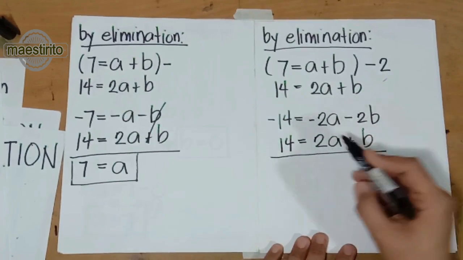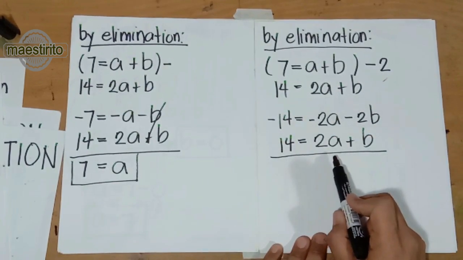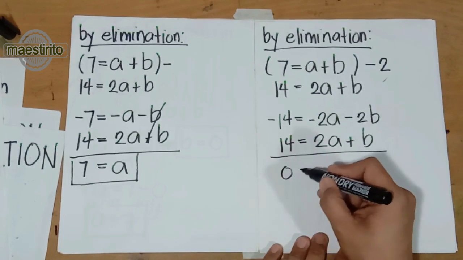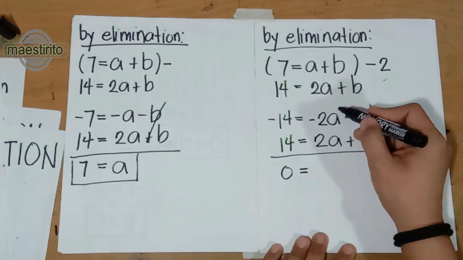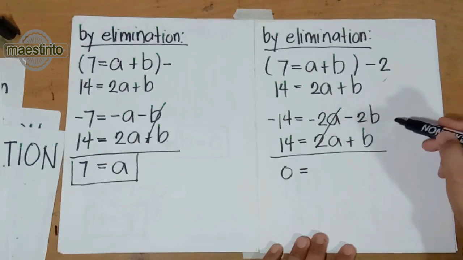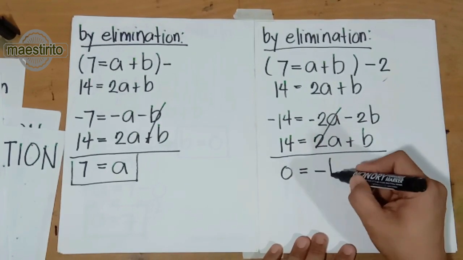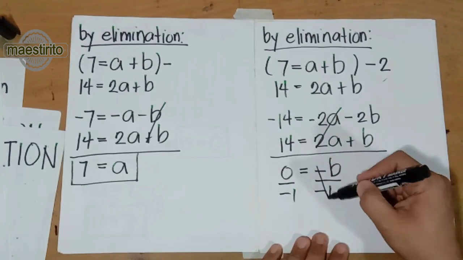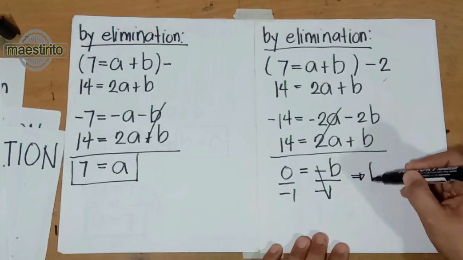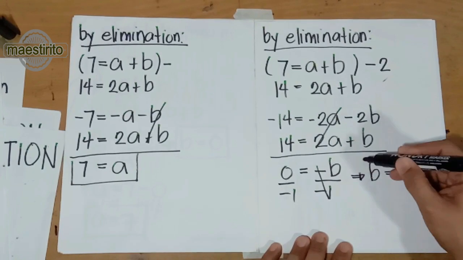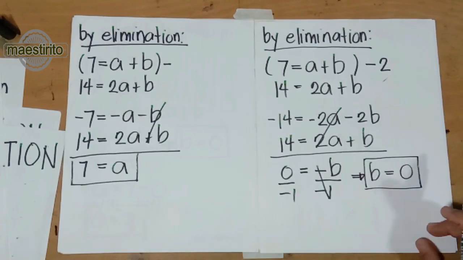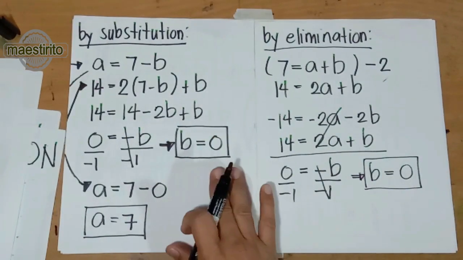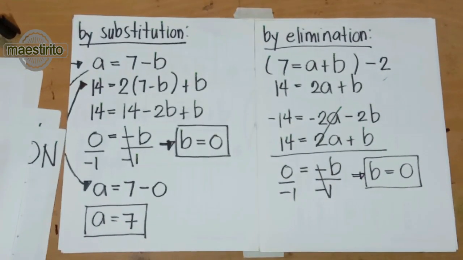So it is so obvious that your a will be eliminated. So negative 14 plus 14, that's 0. Negative 2a plus 2a, of course, eliminated. Negative 2b plus b, that will give us negative b. And again, divide by negative 1. So this will give us b is equal to 0. There you go. Which is the same as the value of b using the substitution.